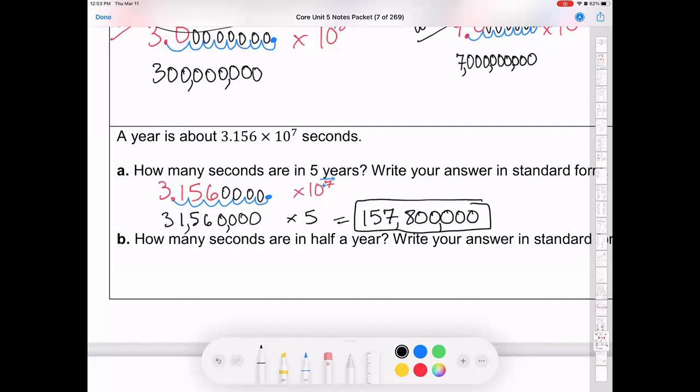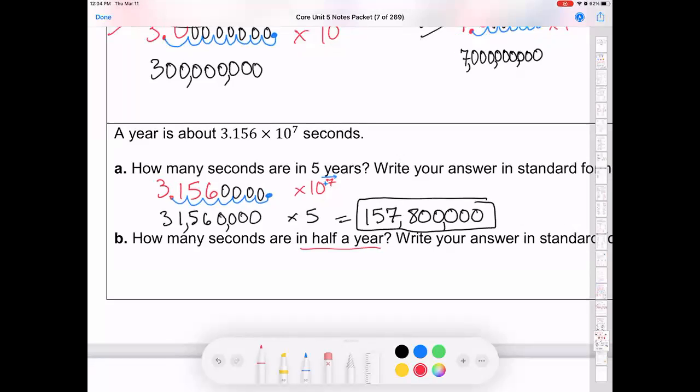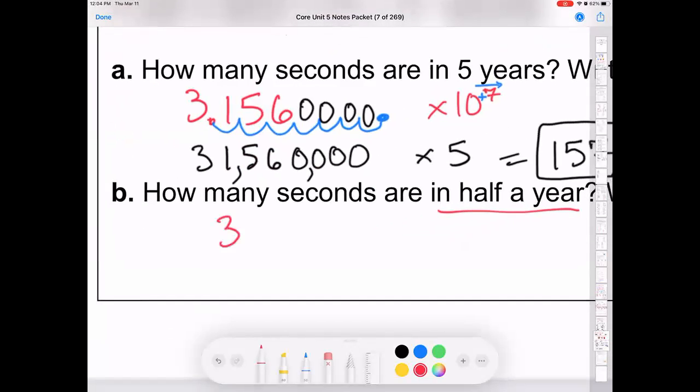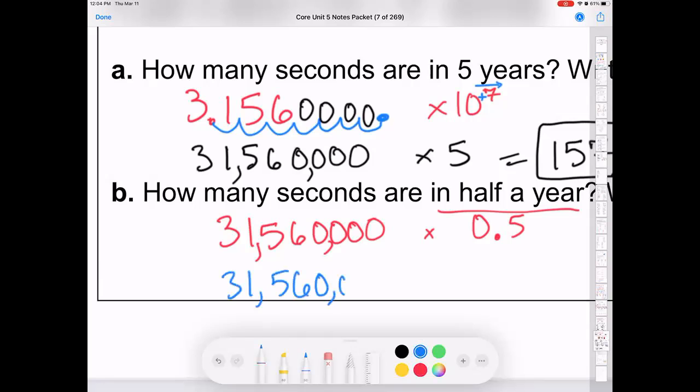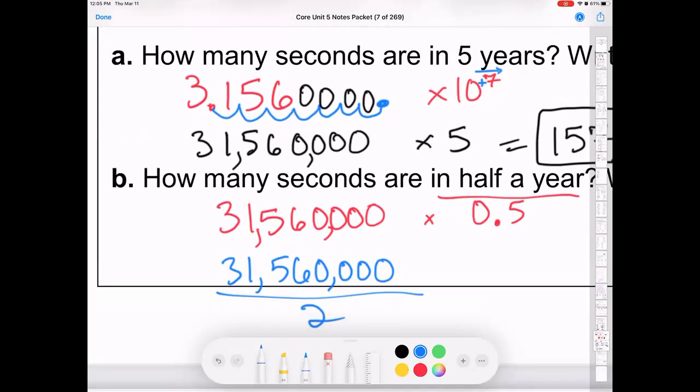Okay. Now for B, it says, how many seconds are in a half of a year? A half of a year. So how would you actually calculate that now? Awesome job to those individuals. They suggested pretty much taking how much it is in 1 year. And the first suggestion was multiply it by 0.5. And then the other path was taking our value and dividing by 2. These mean the same exact thing. You will get the same result in the end.